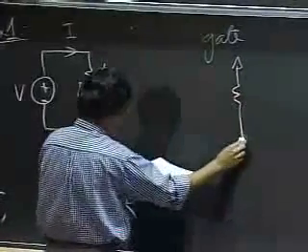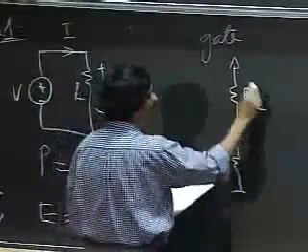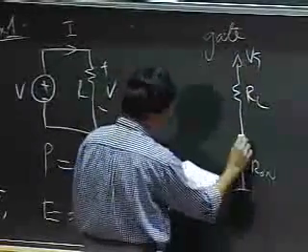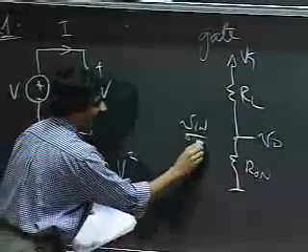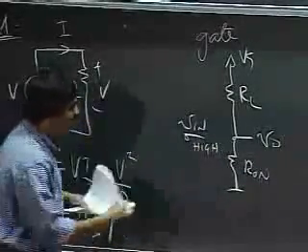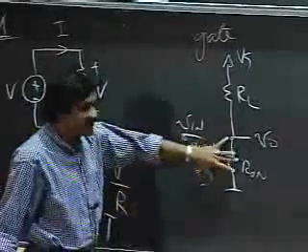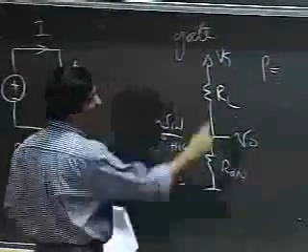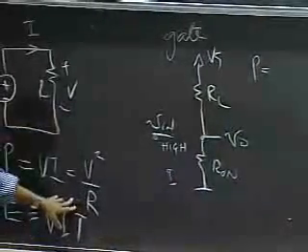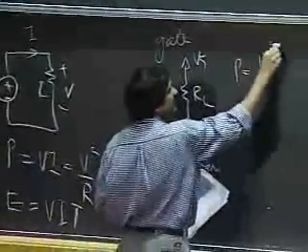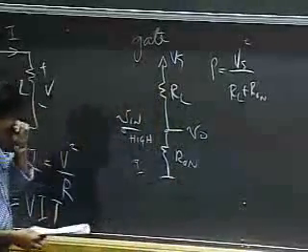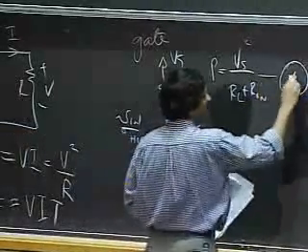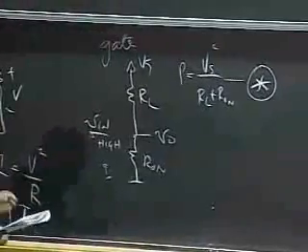So for our gate, remember we have two situations. We have Vs, we have RL, we have Ron, Vo, and Vin. If Vin is high with respect to ground, then the switch is on, and this is the circuit that I see. In this situation, the power consumed is simply V squared divided by the resistance here. So it's simply Vs squared divided by RL plus Ron. Let me mark that with an asterisk. I will refer to this later.